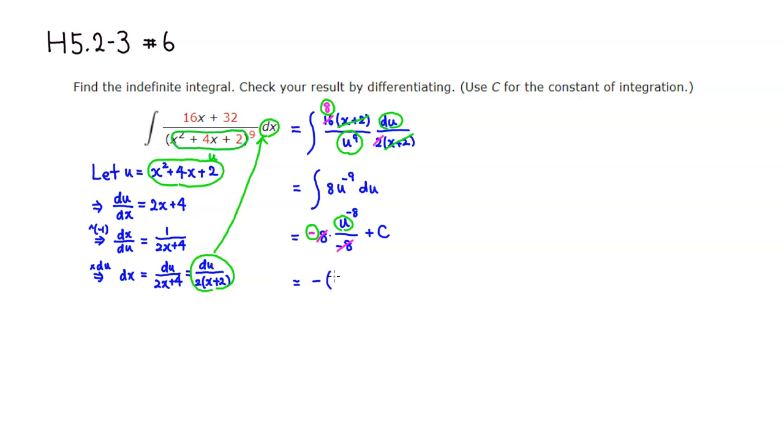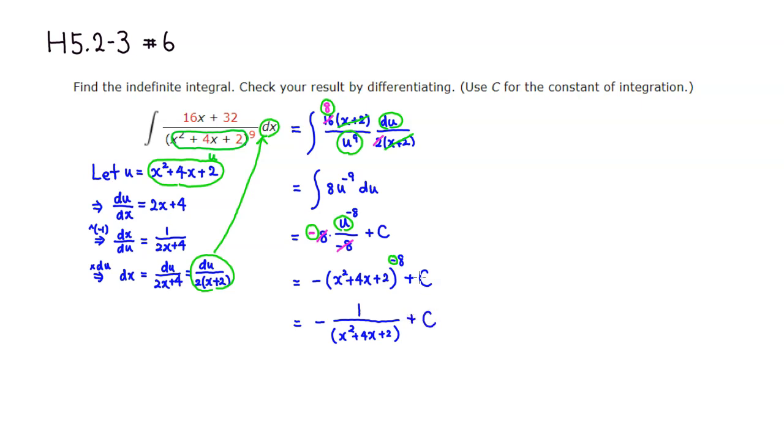So you have x squared plus 4x plus 2. Then we want to raise it to negative 8th power and plus some constant c. If you don't like a negative power, we can write it as a reciprocal, so you can also write it as a 1 over quantity x squared plus 4x plus 2, and then plus some constant c.